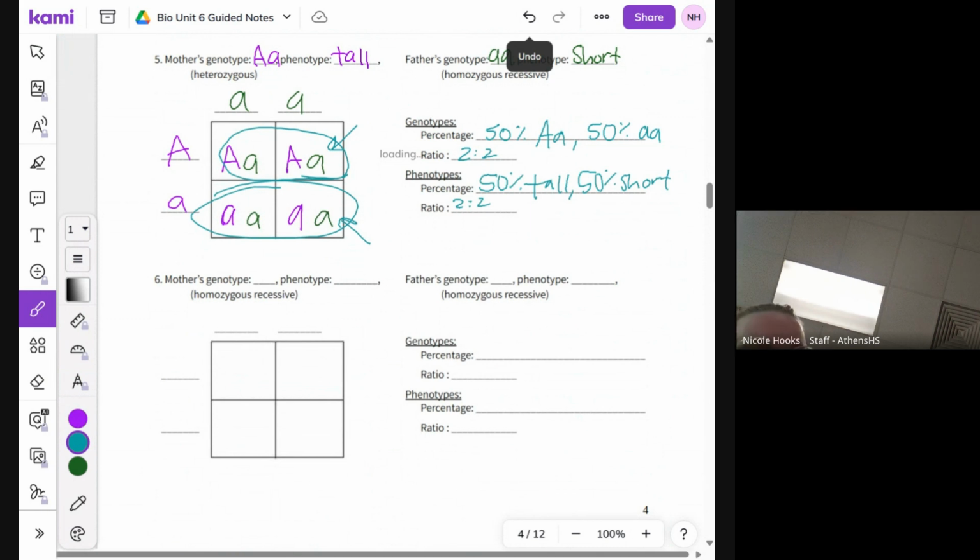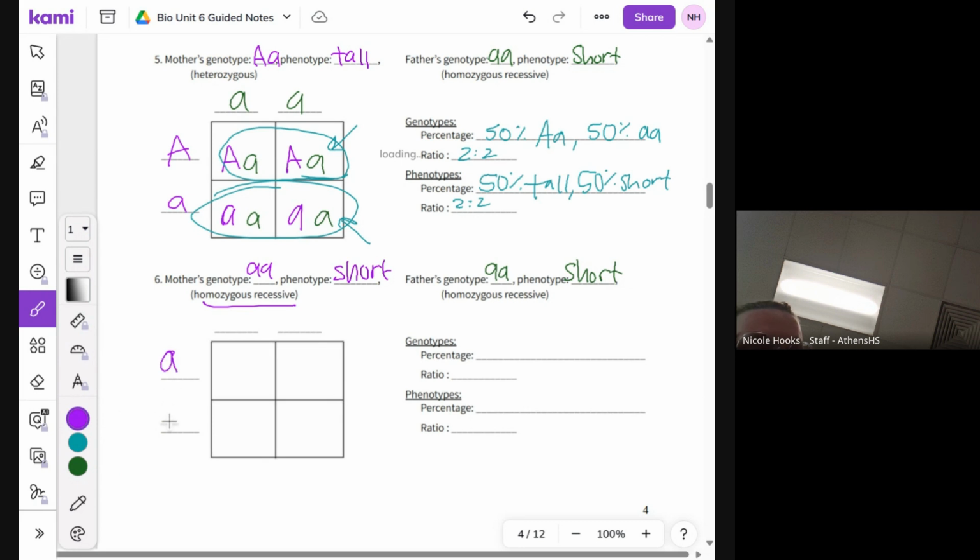Okay, so let's do this last one, then you can do your practice. And again, you can choose which letters that you want to do. They don't necessarily have to be the letters that are given, but if it gives letters, that makes it easier. Okay, so mom's genotype, homozygous recessive, little a. Dad's genotype, homozygous recessive, little a. Both of them are short because they do not have a dominant allele. They do not have a capital A.